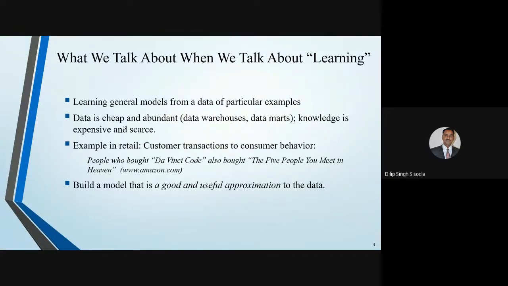For example, in retail, customer transactions to consumer behavior, like people who bought The Da Vinci Code also bought, meaning this is one inference: if customers are buying this, then they will also buy this. So experience can be gained through the available data, and nowadays data is cheap as well as available in sufficient amounts, but extraction of knowledge is still challenging. So, building a model that is a good and useful approximation to the data.